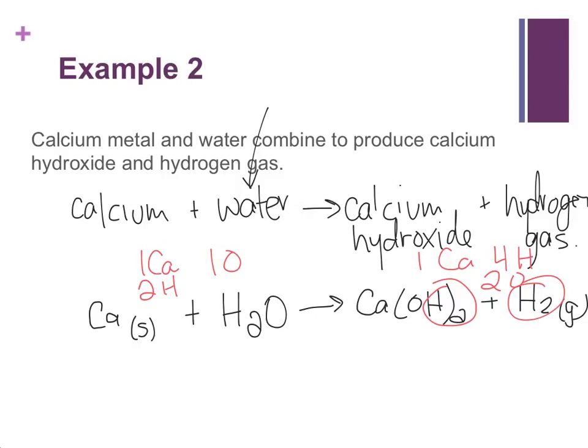So we need to double the number of hydrogen and double the number of oxygen on the reactant side. We can do that by putting a 2 in front of the water. And if we double check now, there's now 4 hydrogen and there's now 2 oxygen, which means that we are balanced.